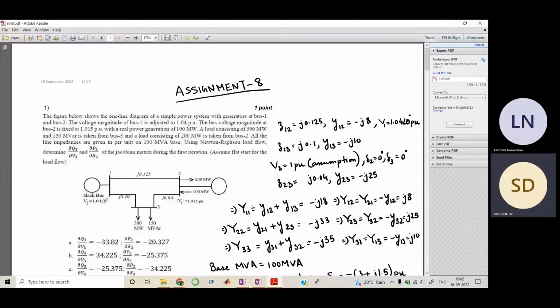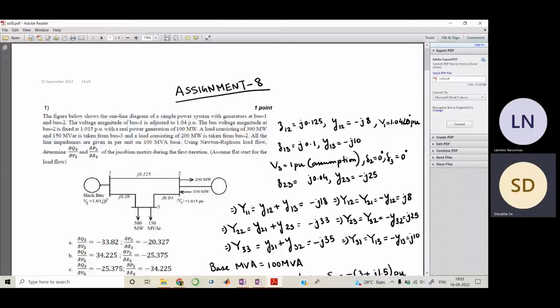So this is an assignment on load flow studies only, a continuation of that, because it is such a large topic. I hope assignment 9 would be dealing with fault analysis, which is an important topic. We'll be coming to that next week, and we will be ending load flow this week.